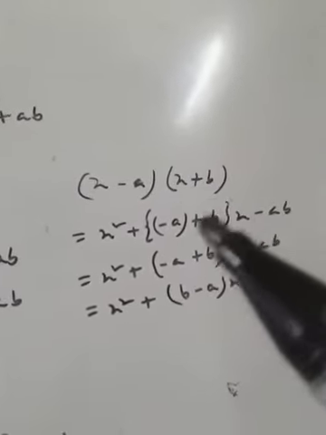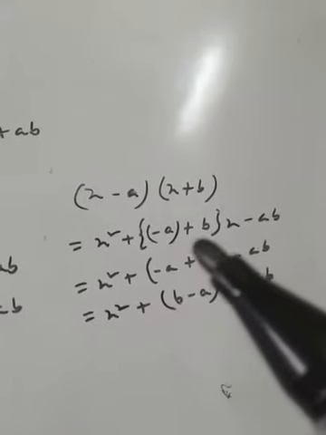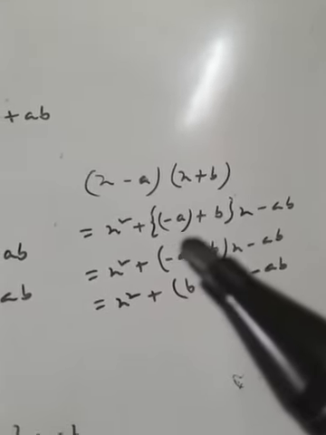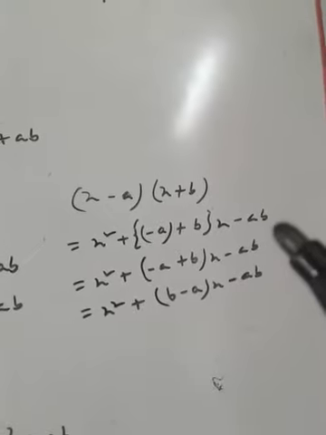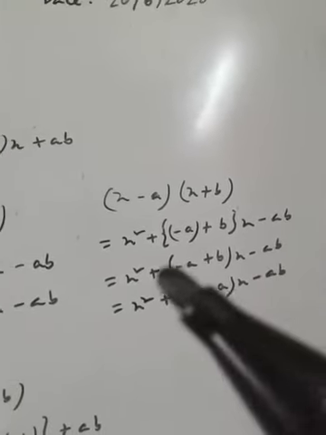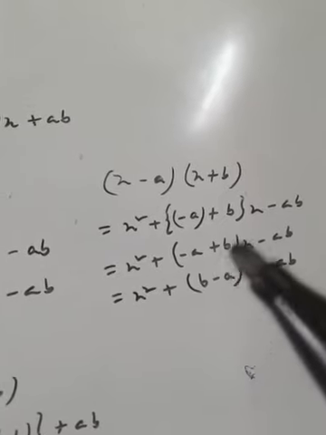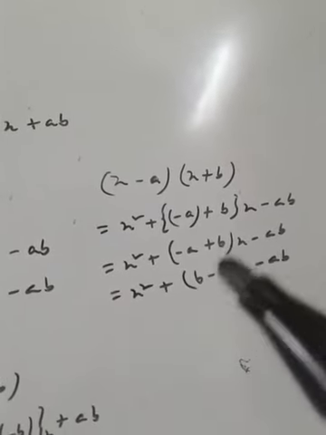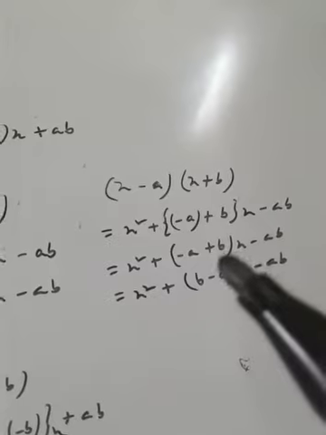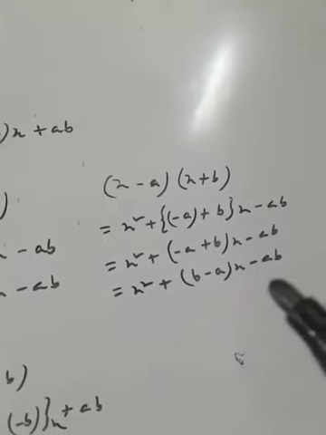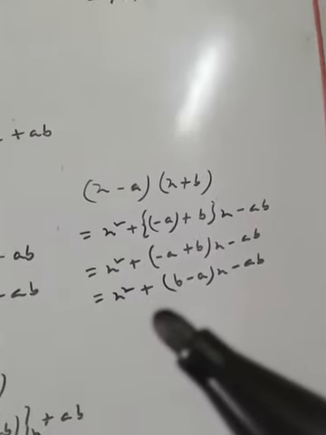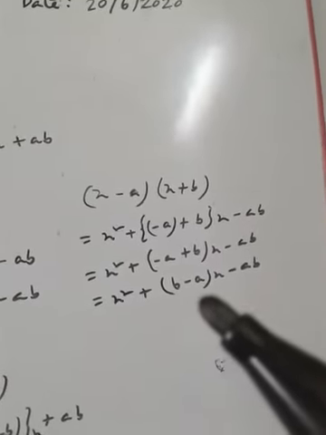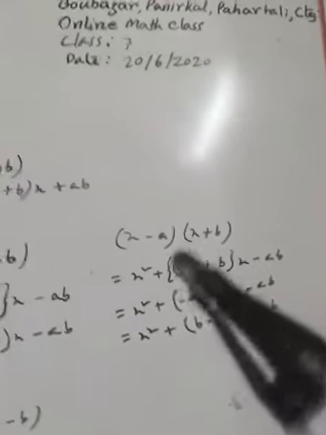x minus a into x plus b equals x square plus (minus a plus b), a is minus, that's why minus a, then plus b, and plus b into minus a equals minus ab. x square plus (b minus a), we can write b minus a like this, and minus ab. x minus a into x plus b equals x square plus (b minus a) into x minus ab. We have to learn this formula.